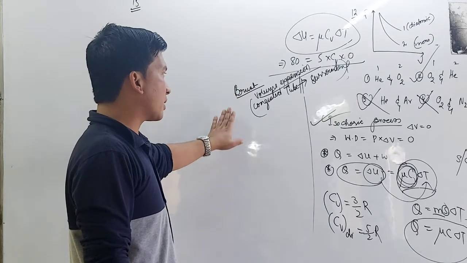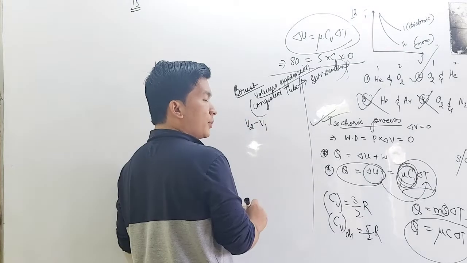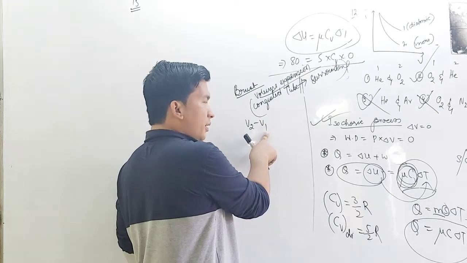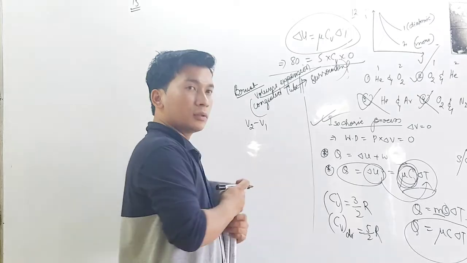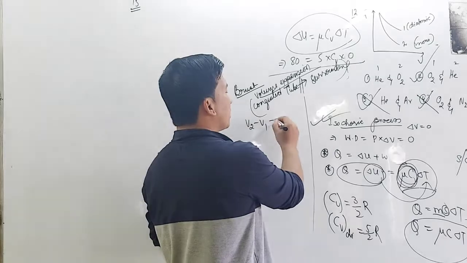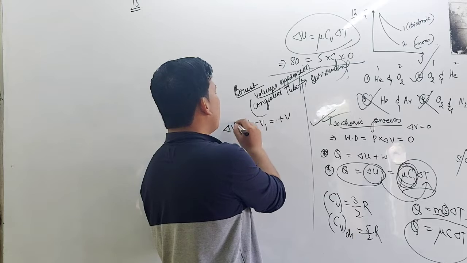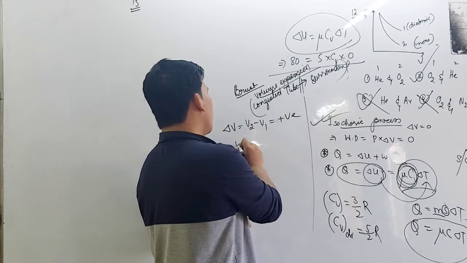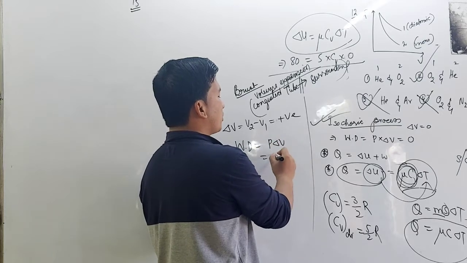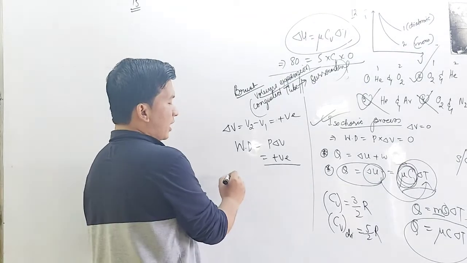And what is the consequence? With volume expansion, V2 minus V1, will it be positive or negative? V2 is the final volume, V1 is the initial volume. Volume increases, so this must be positive. That means your delta V will be positive, and your work done will also be positive.